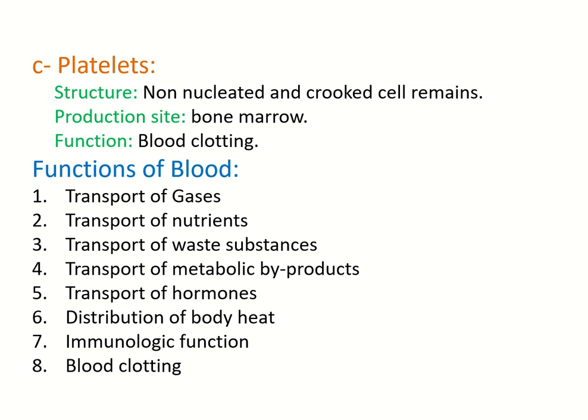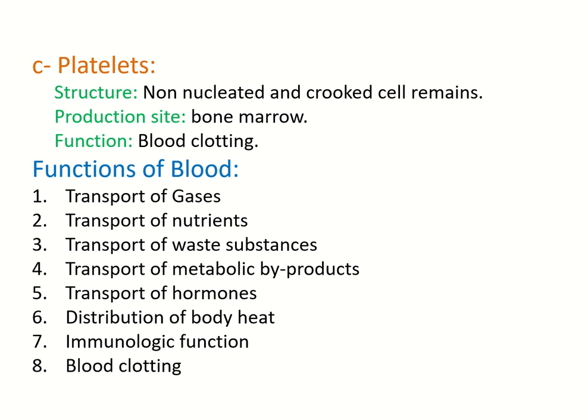So we are going to summarize the functions of the blood. The blood transports the gases, it transports the nutrients. When you take food, that food is converted into simpler substances, and those simpler substances are carried by blood to those particular sites. Also, the waste substances are transported by means of blood. Metabolic byproducts are also transported by means of blood.